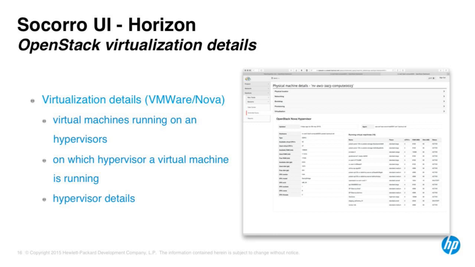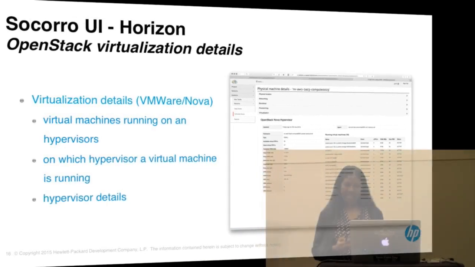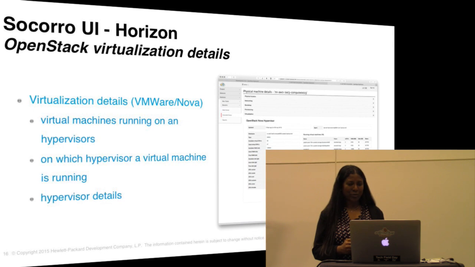Socorro is powerful because it not only gives you the infrastructure details, it also gives you the customer load, what are the OpenStack specific workload that's being carried by a particular node. In this case, it's a Nova node, and in addition to showing all the deployer information, it's also showing the VMs on the node. And this is powerful, the relationship between the virtual and the physical.